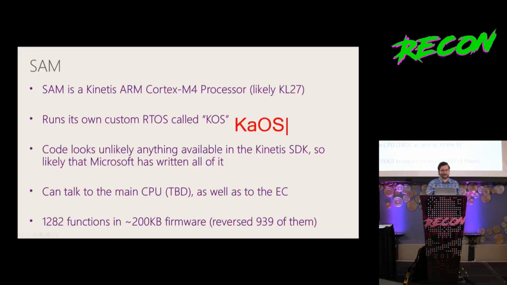And it can talk to the main processor, it can talk to the EC. In the latest firmware, which is about 200 kilobytes, IDA was able to identify 1,282 functions. So a lot of code goes in there. And I reversed about 939 of them. I kind of stopped when I got to super complex math with sensor aggregations. As soon as we got to code that had to do with multiplying the gyroscope value by the accelerometer XYZ axis, I'm like, I'm not interested in that. So I didn't fully reverse the whole thing, but got pretty close.